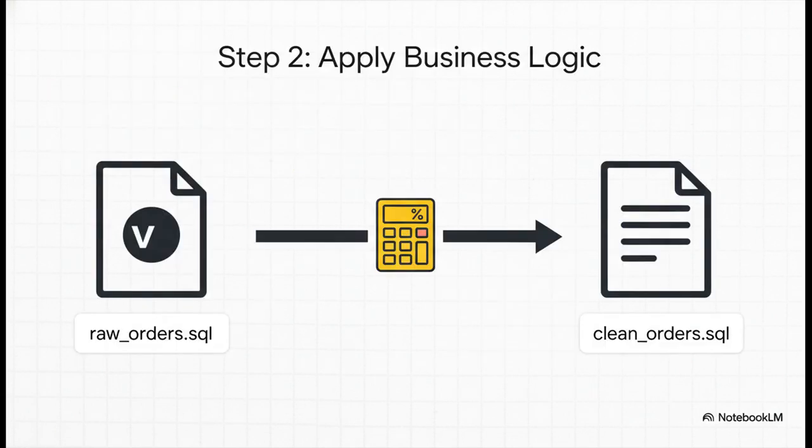Okay, part 2. We're going to create our second model, cleanorders.sql. And its whole job is to read from our raw orders model and do something to it. In this case, a really simple transformation. We're going to calculate an 18% tax.